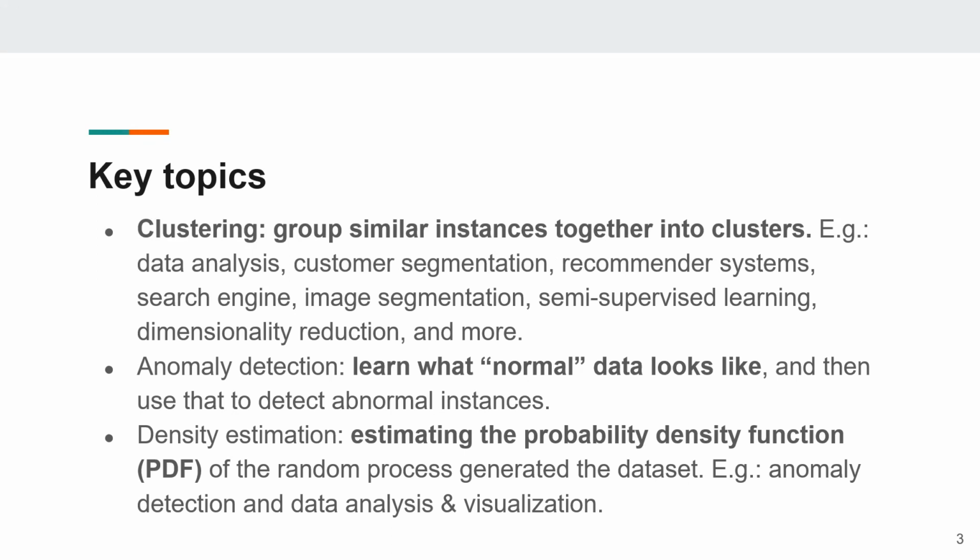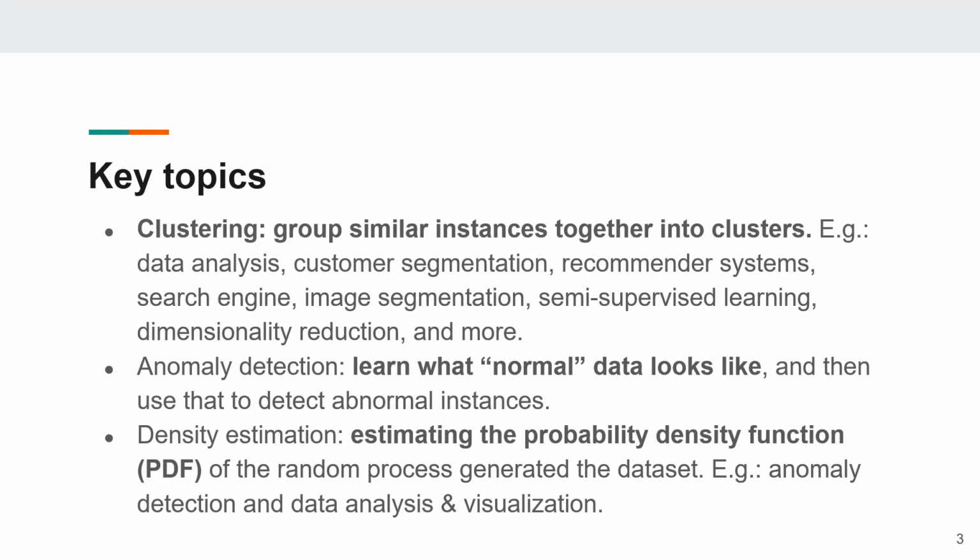You want to know what type of customers you may have, and then you use different marketing strategies. Recommendation systems, different segmentation of different products so that you can recommend different items. Search engine, image segmentation, semi-supervised learning, dimension reduction methods, and more, so that you could leverage clustering algorithms.